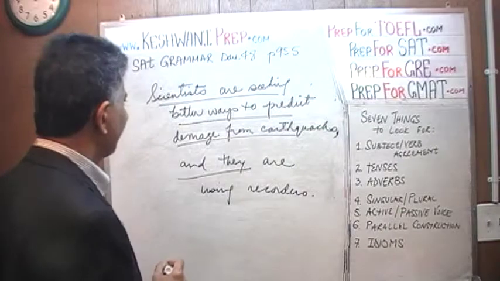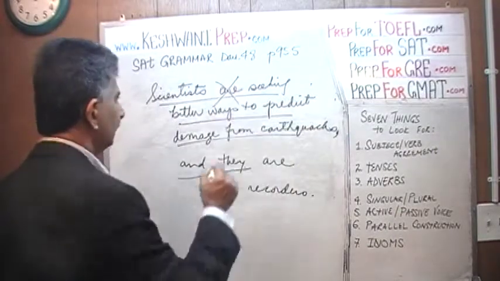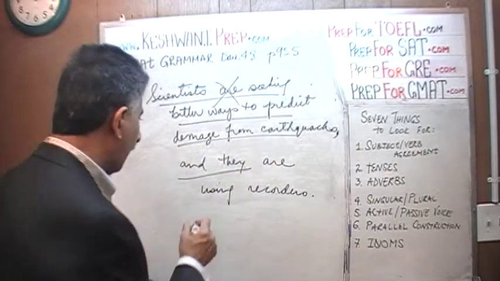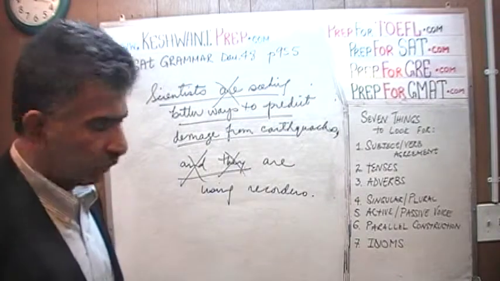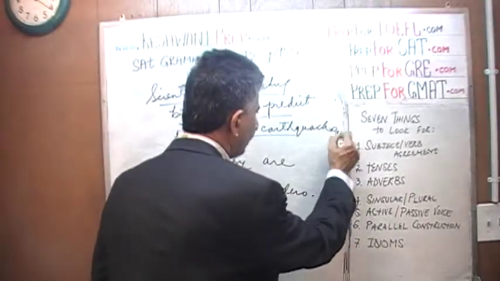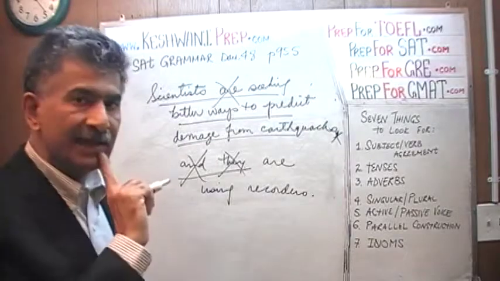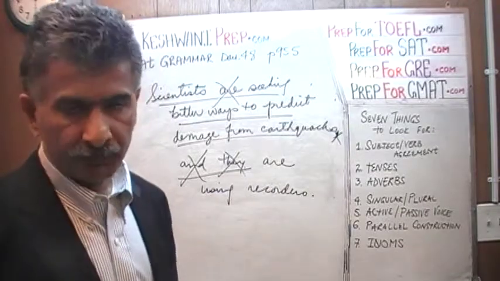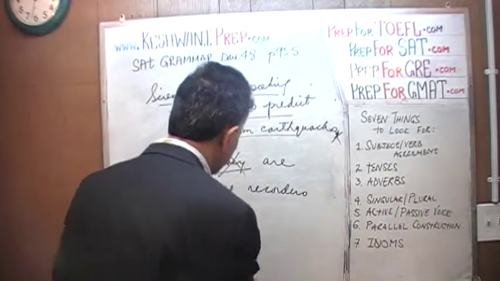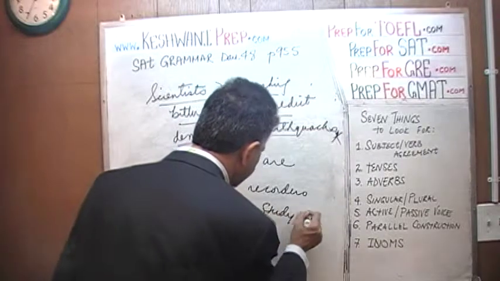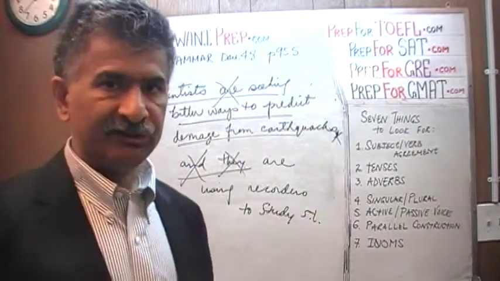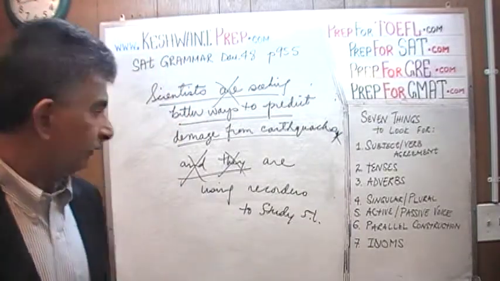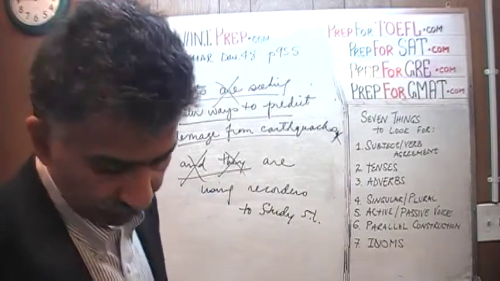Scientists, how about scientists seeking better ways? Scientists seeking better ways to predict damage from earthquakes are using recorders. How about that? Get rid of this comma. Comma is gone. So now the sentence reads, scientists seeking better ways to predict damage from earthquakes are using recorders. And then of course it will go on to say why. Are using recorders to study something. There you go. That's what we're looking for.